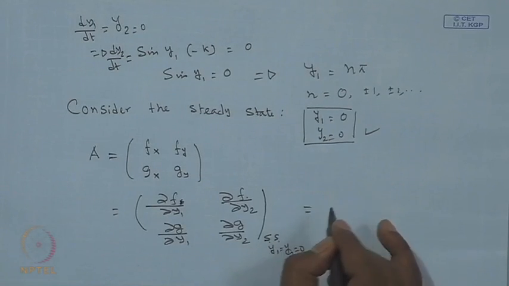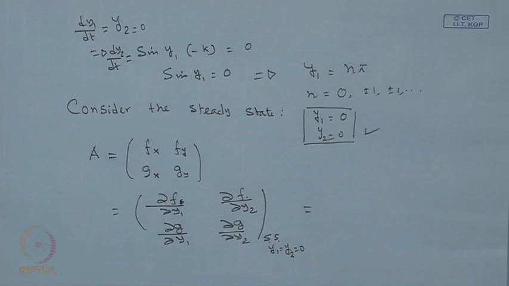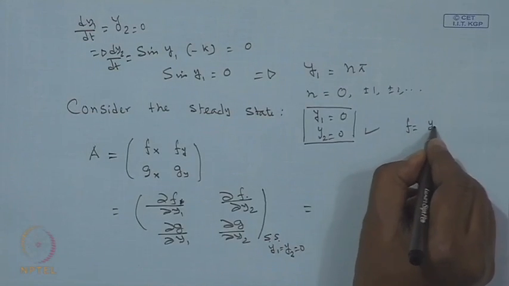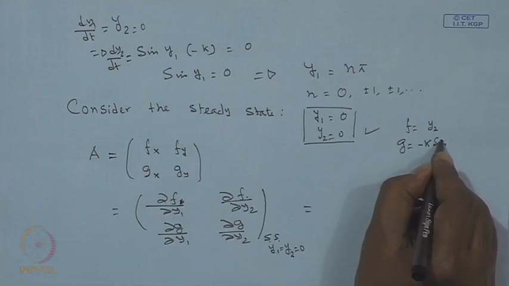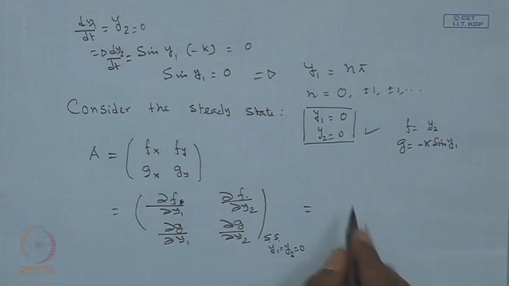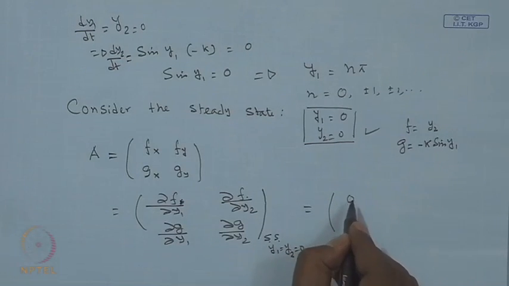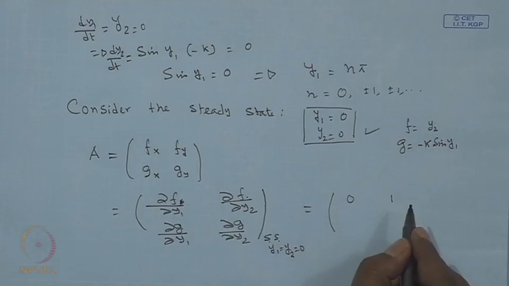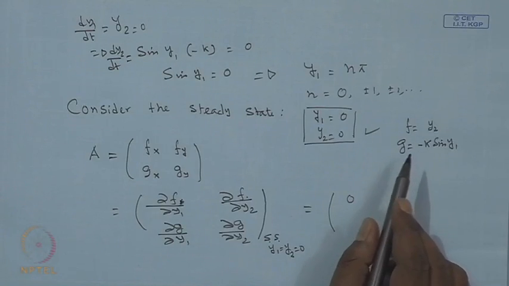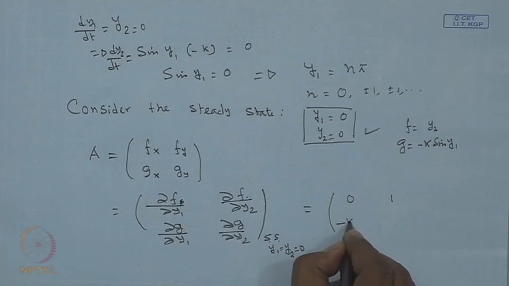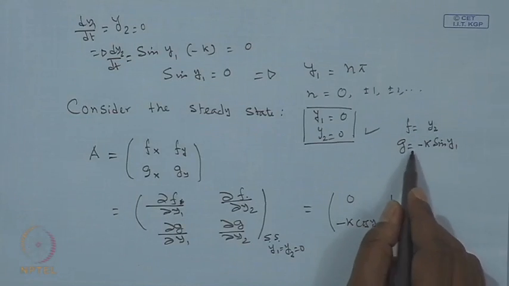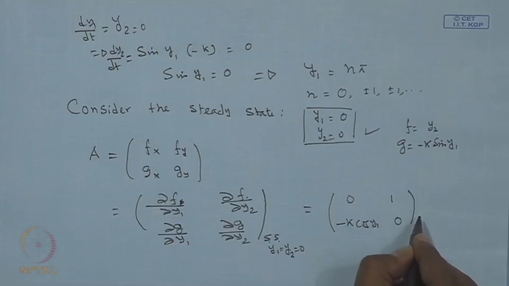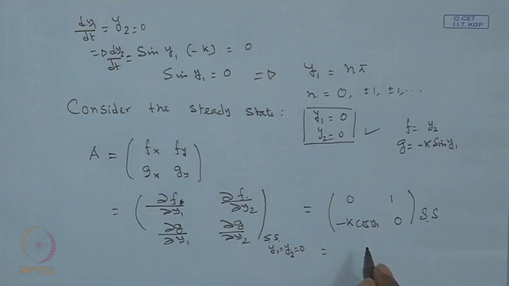Now, we have already seen that f is nothing but y 2 and g is nothing but minus k sin y 1. So, if that is the case, del f del y 1 will be equal to 0, del f del y 2 will be equal to 1, del g del y 1 will be nothing but minus k cos y 1 and del g del y 2 will be equal to 0. So, this will be evaluated at the steady state, that means at y 1 equal to 0 and y 2 equal to 0.